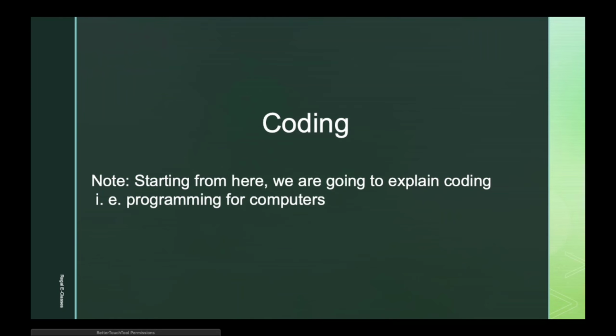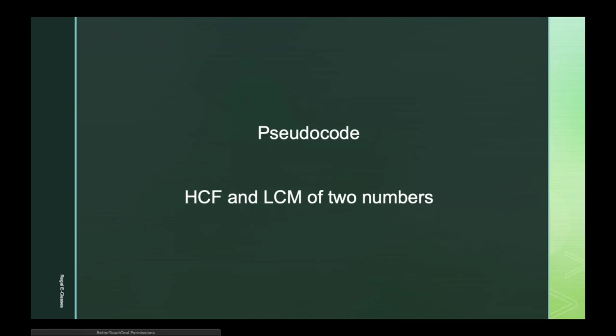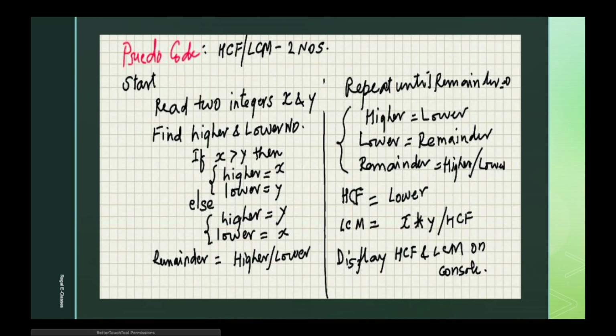So starting from here, we are going to explain coding, that is the programming for computers. Before we go to the computer for writing the program, we normally use pseudocode. For example, here I'm going to explain what pseudocode is using a program which gets the HCF and LCM for two integers. Pseudocode is like English language where no computer syntax is used, and it is just to understand the logic of the program.